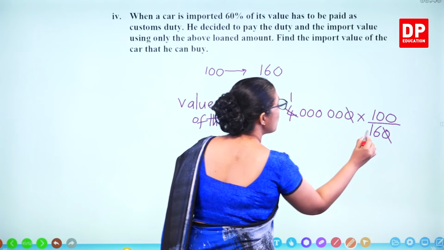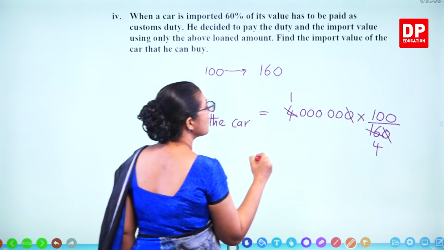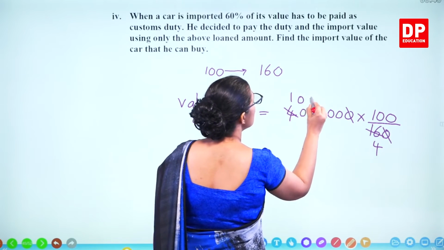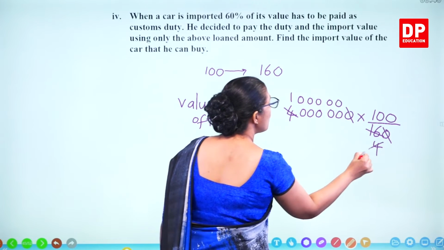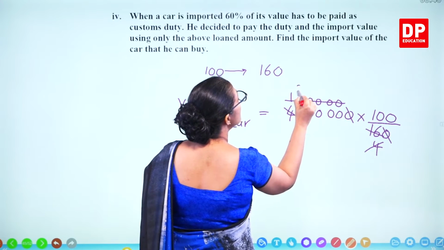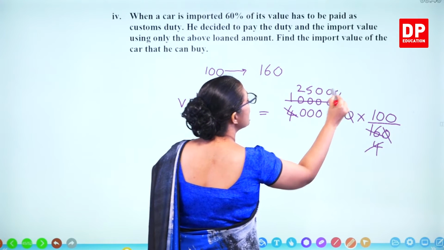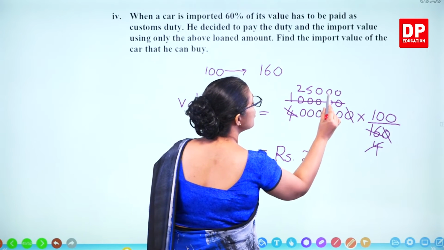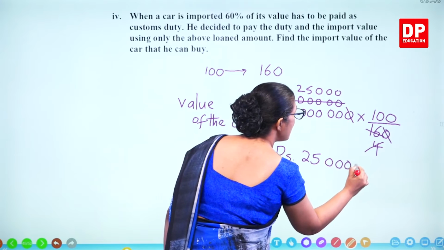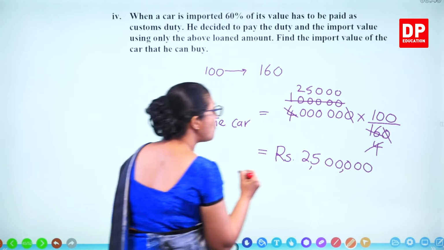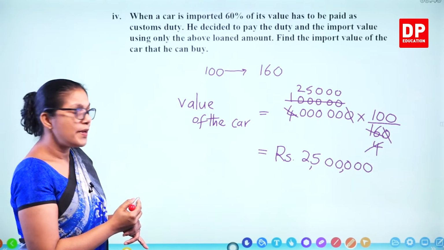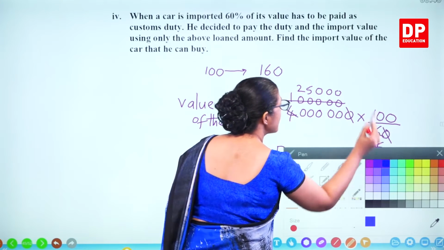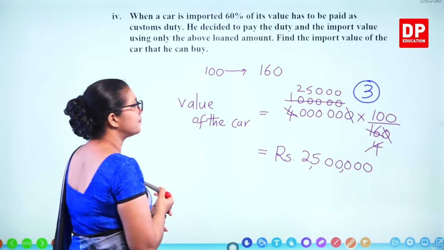4 times 1, 4 times 4. Then here you get 4 times 25. So what's the value? 2,500,000 rupees is the value of the car. So for this part, you are getting 3 marks.